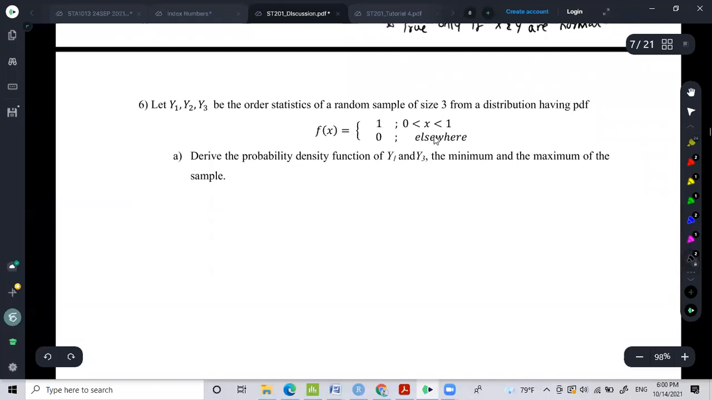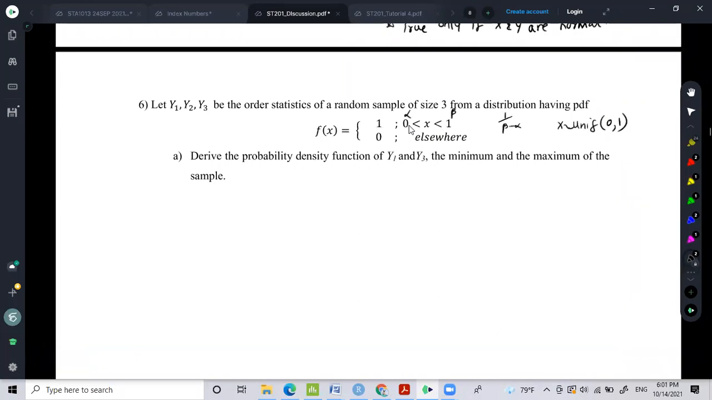Why? Because in a uniform distribution, if you have alpha and beta here, 1 over beta minus alpha is the probability. So in this case, it is 1 minus 0, which is 1. So this is a uniform distribution. X is uniform within the interval 0 and 1.